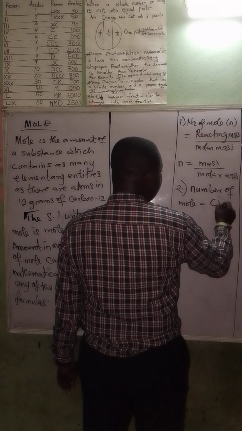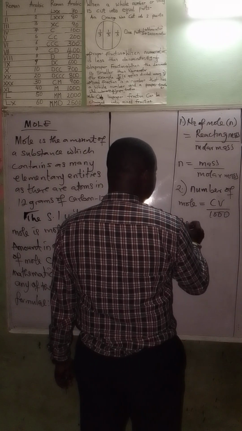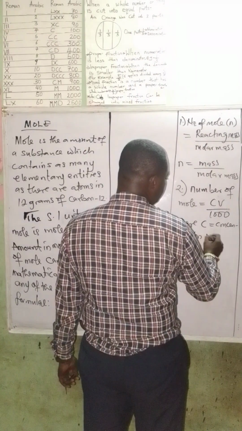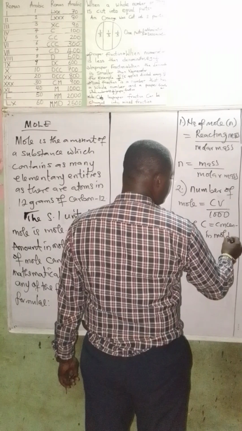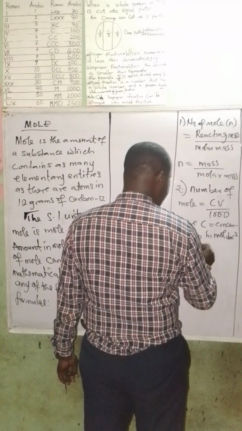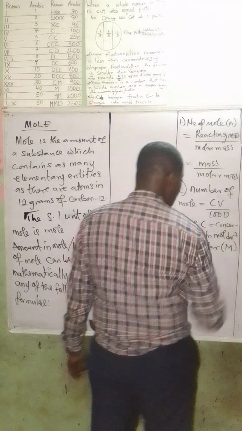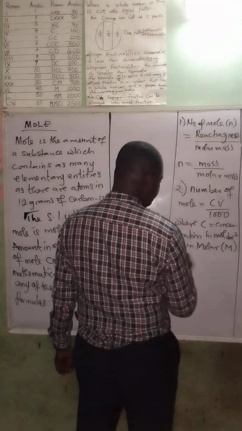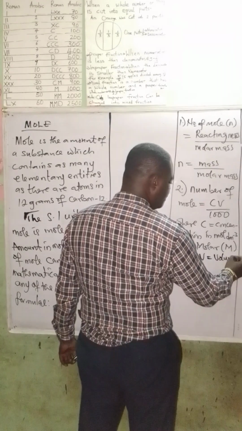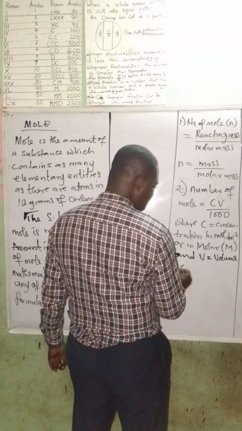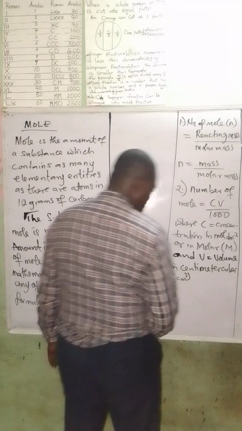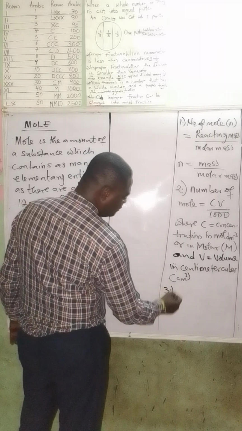Number of mole equals CV over 1000, where C is concentration in mole per dm cube or in molar, capital letter M, and V is volume in centimeter cube, in cm raised to power 3. So now, having gotten that, we can see our number of mole.